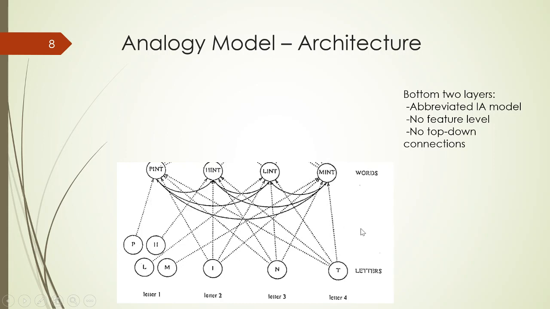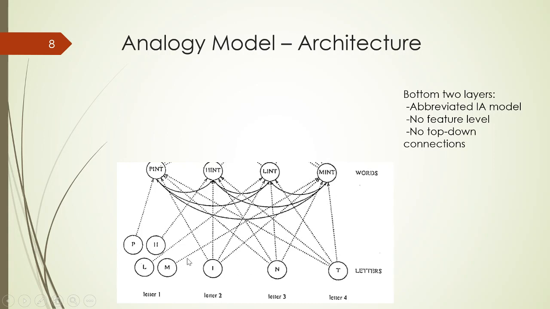So on this schematic, what Kawamoto has done is used dashed lines to represent excitatory connections and solid lines to represent inhibitory connections. Now, the inhibitory connections from positional letter nodes to word nodes that are not consistent with those letter nodes, those connections are still there. They've just been omitted from the schematic in order to avoid clutter.